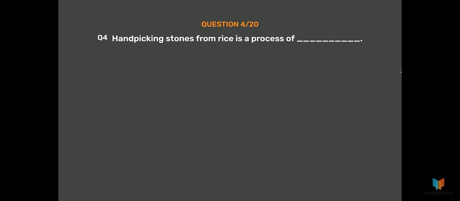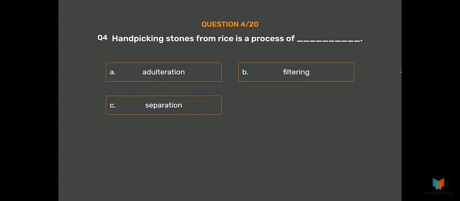Question number 4. Hand picking stones from rice is a process of underscore. Option A. Adulteration. Option B. Filtering. Option C. Separation. Option D. Mixing.